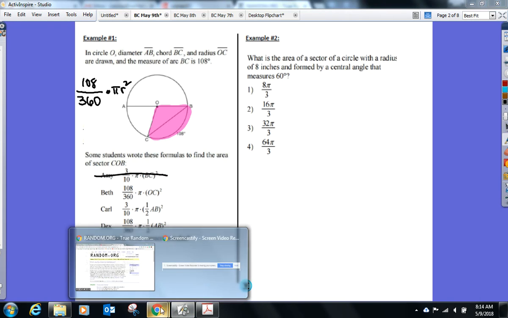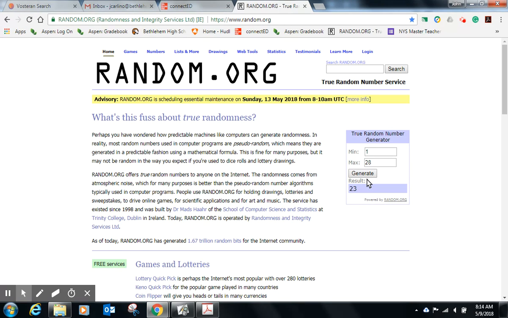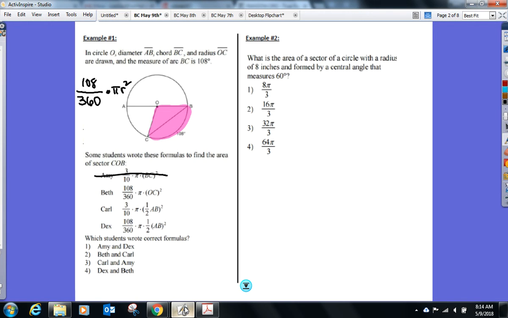What about Big Beth here? Right or wrong for Beth? Why are you going to say wrong? Beth is using? She is right. What's OC? Radius. So pi r squared, 108 over 360. Nice job, Beth.